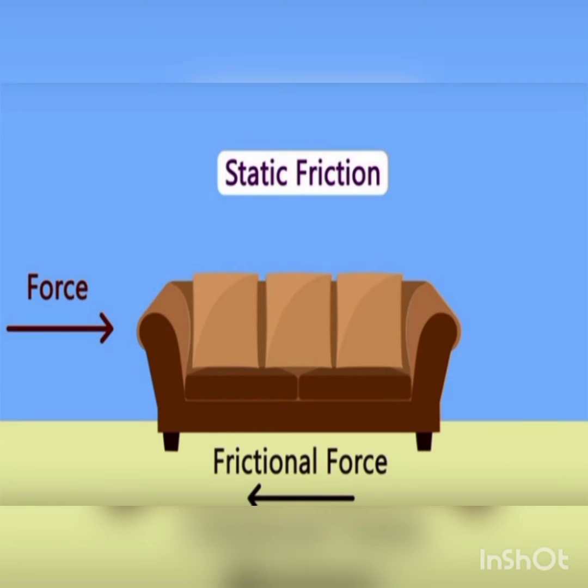So what is static friction? The friction experienced by bodies which are at rest is called static friction. For example, see the picture. Here is a sofa. The friction here is static friction, because the body, a sofa, is at rest.